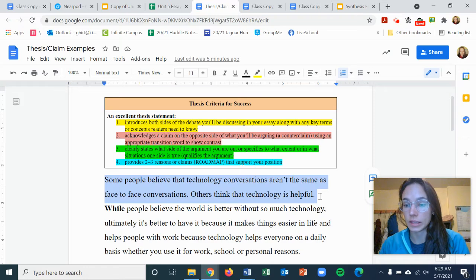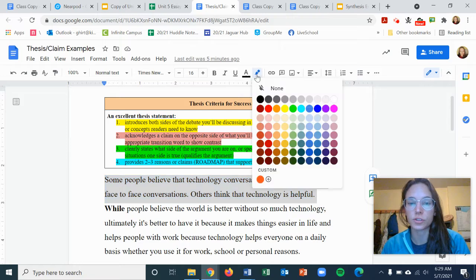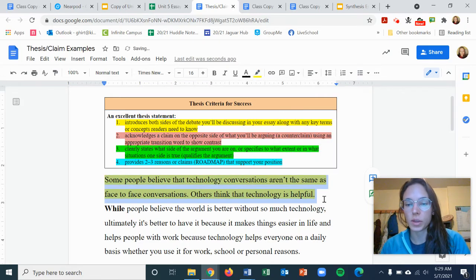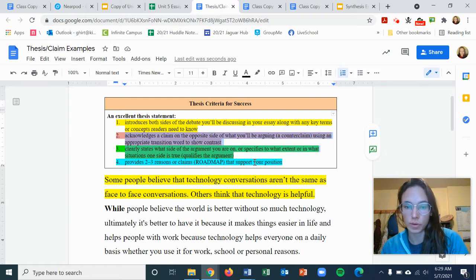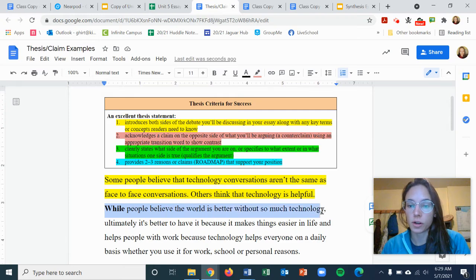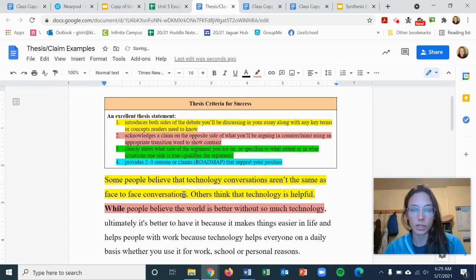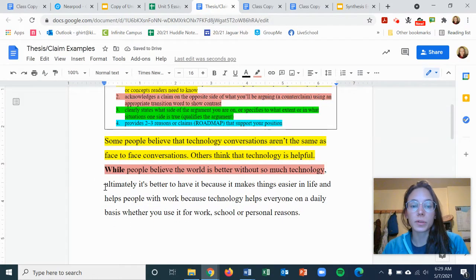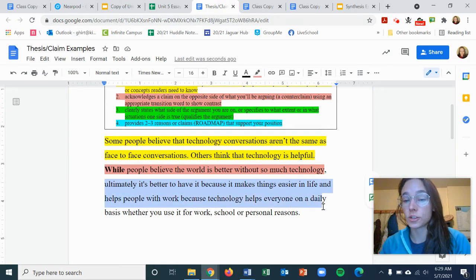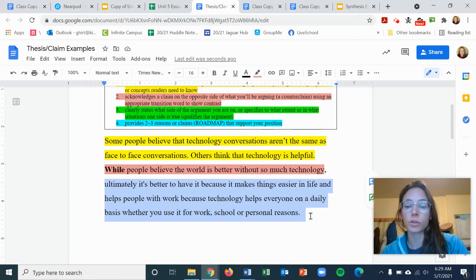So this person did that. Some people believe that technology conversations aren't the same as face-to-face conversations. Others think that technology is helpful. So we've got both sides of the debate there. We're good on that criteria. Then we need to acknowledge a counterclaim before we give our argument on this issue. So this person said, while people believe the world is better without so much technology, that is that criteria. We've got that counterclaim. Ultimately, it's better to have it because it makes things easier in life and helps us with work because technology helps everyone on a daily basis, whether you use it for work, school, or personal reasons.